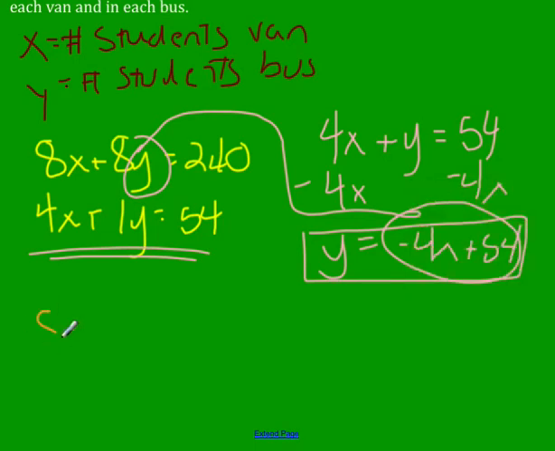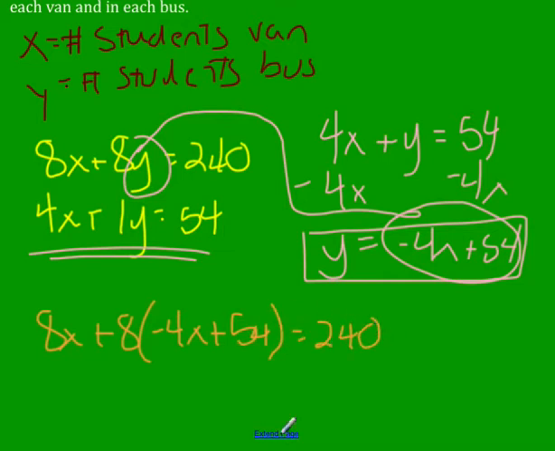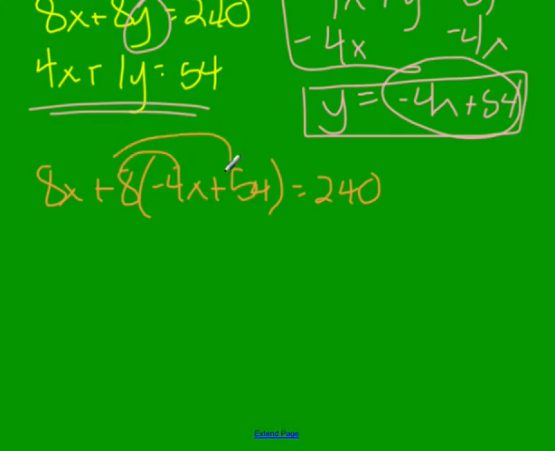So I have 8x, that's going to stay the same. Then I'm going to take 8, and I'm taking that y out completely, and I'm putting in negative 4x plus 54, and setting that equal to 240. So now we want to go ahead and solve this for x.